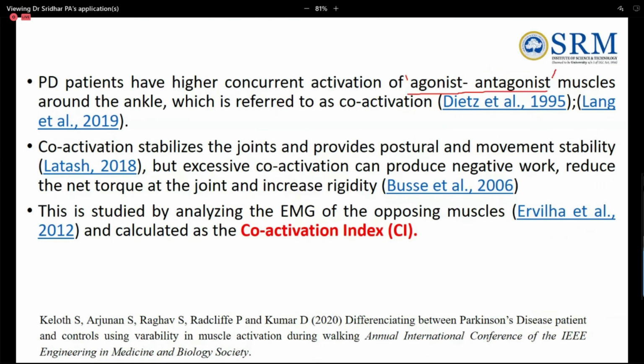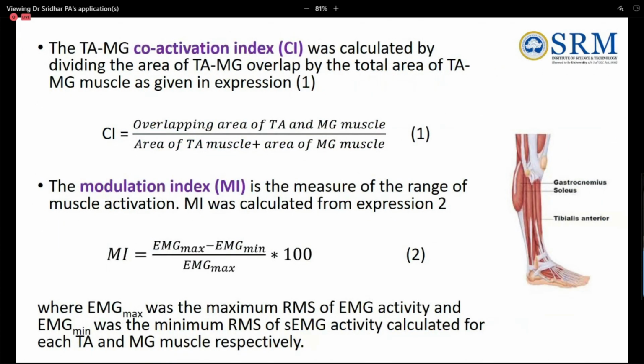co-activation index. In order to do this, we measured it by analyzing the EMG of the opposing muscle, so that we can calculate this co-activation index. So we recorded two different muscles. The tibialis anterior, the TA, is where we can identify the activity, and the other one is the antagonistic muscle for different working conditions.